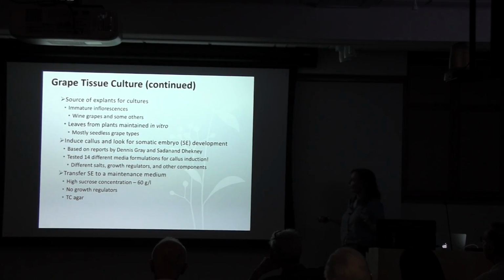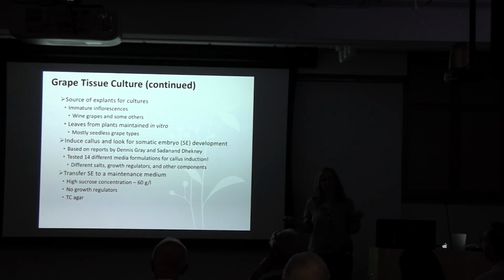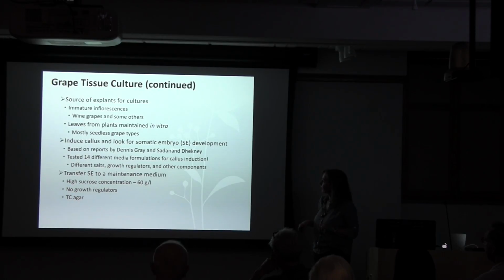So for Grape, there are 2 possible sources based in the literature for starting plant cell cultures. The one is immature inflorescence, and that is what works best for wine grapes and some others. This method, using leaves from plants in vitro, does not work for the grapes that are used for winemaking, but it's mostly seedless grape types that work through this method. But again, not all of them. And I'll show you why there are advantages to using the leaf system as compared to the immature inflorescence system.